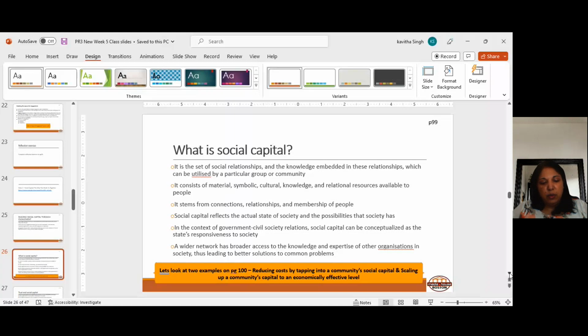What we're going to do now is look at the two examples included on page 100. What these examples speak to is reducing costs by tapping into a community's social capital, and scaling up a community's capital to an economically effective level. The very first one on page 100 is reducing costs by tapping into a community's social capital.